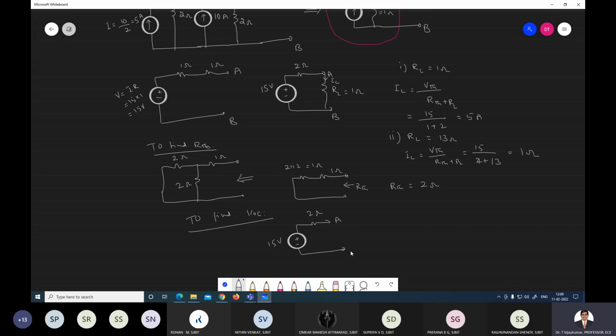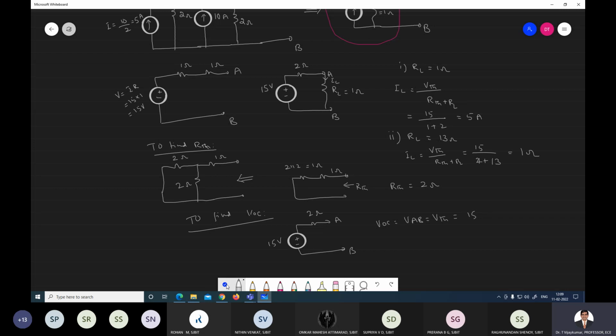This is the point AB. Open circuit voltage is nothing but VAB. This itself is the Thevenin voltage. Because it is open circuit, there is no drop, only the voltage across the 15 volt. If you measure the voltage, you will get 15 volt. Therefore, VTH will be 15 volt.